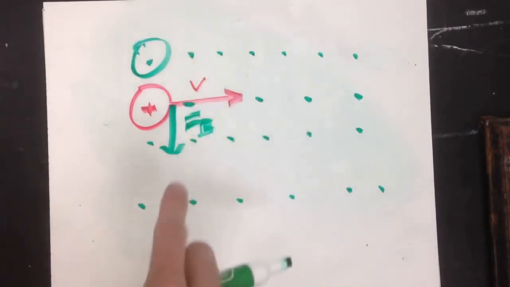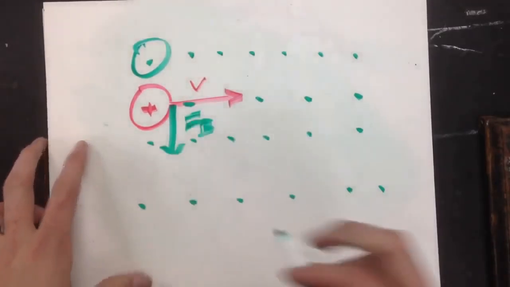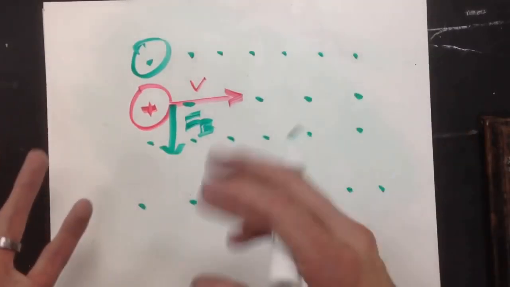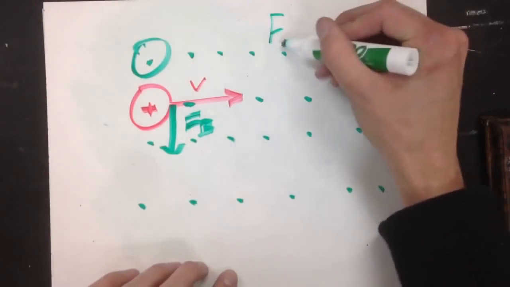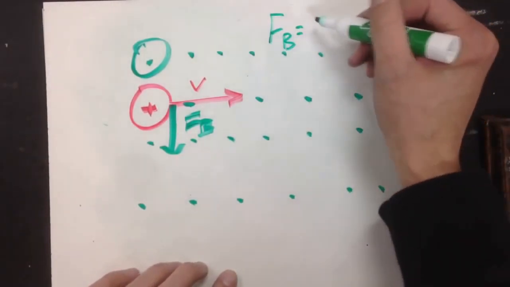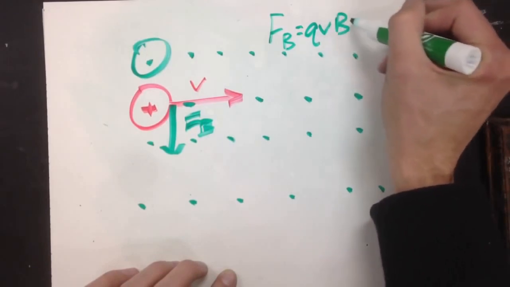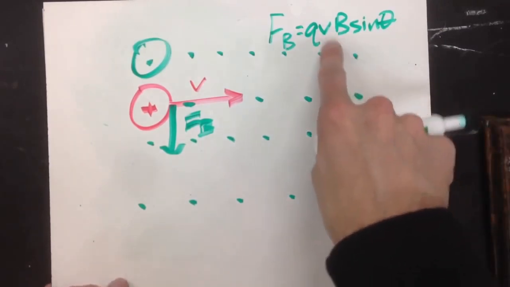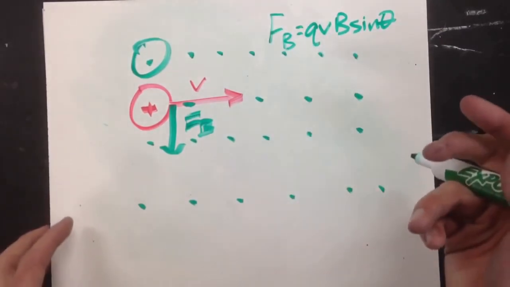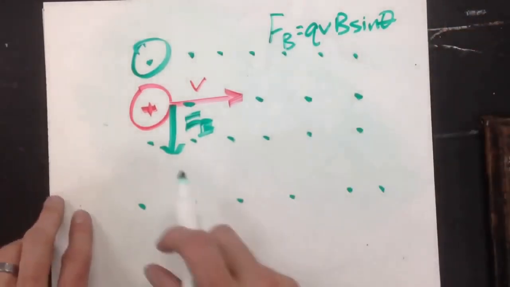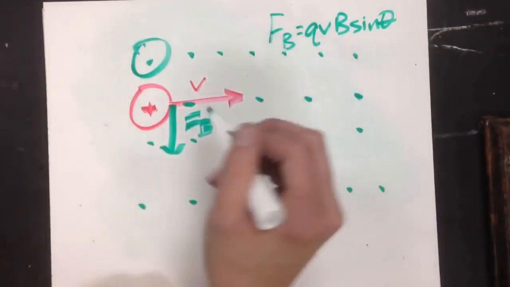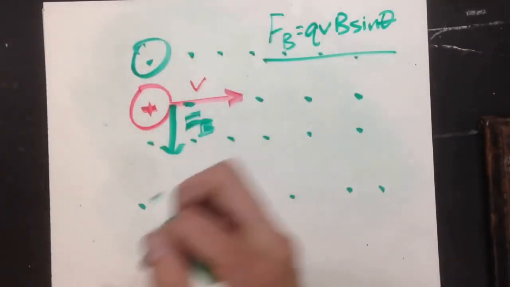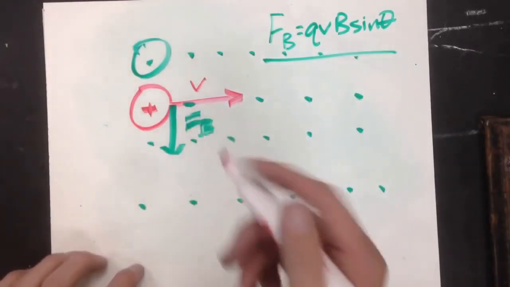Now, that force, by definition, is perpendicular to that velocity because magnetic force is a cross product of velocity and magnetic field. The magnetic force on a charge is qvB sine theta. Now in this case, the angle between magnetic field and velocity is 90 degrees. So sine of 90 is just 1. So because of that, the magnetic field can't do any work on this charge. It can change its direction, yes, but not its actual magnitude of velocity.